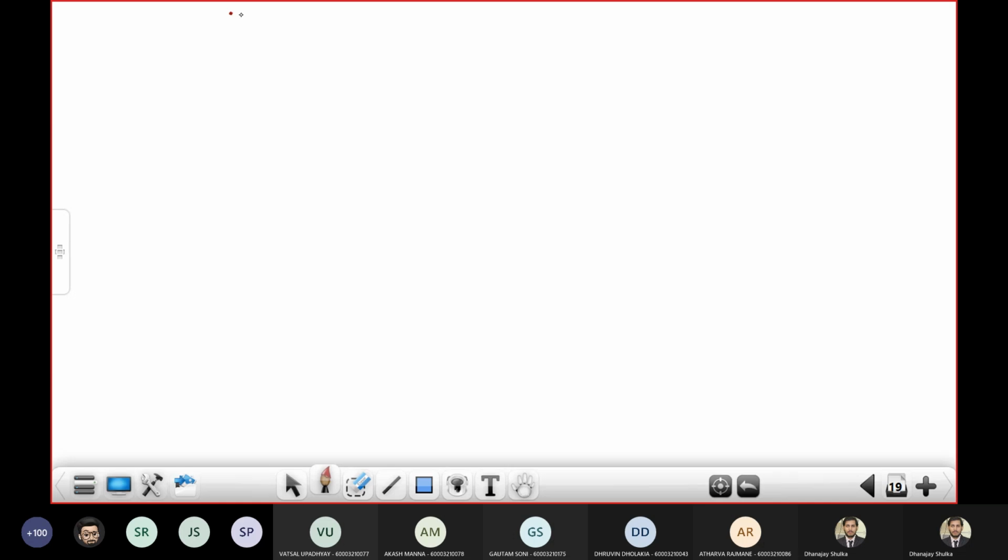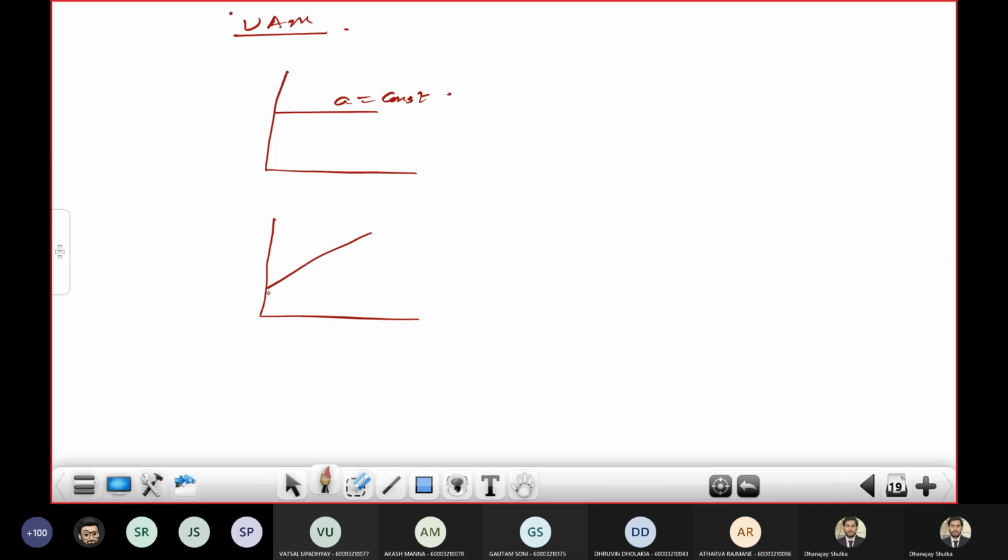Okay, if let's say UAM, uniform acceleration motion. Okay, uniform acceleration motion के केस में क्या होगा? I know the acceleration. Okay, my acceleration is uniform. That means A is constant. Correct? Then I can have the velocity curve. Velocity curve will be this one, linear, like this. Correct? Yes, sir. This is VT. This is AT.